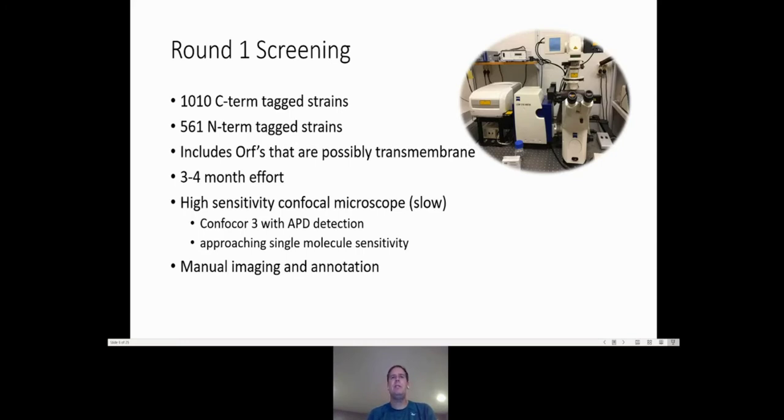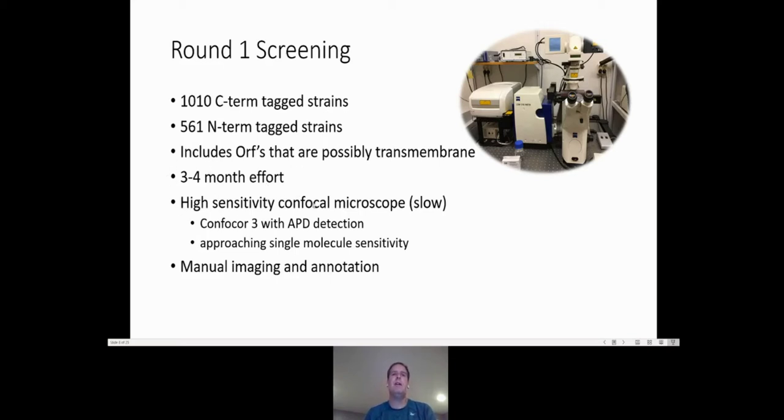And so we decided we wanted to screen for what proteins were accessible at the inner nuclear membrane. And we selected a little over 1,000 strains to look at, proteins to look at. We ended up counter screening 561 of those, tagged on the N-terminus. And this includes all open reading frames in yeast that are possibly transmembrane. So these are all open reading frames that have characteristic hydrophobic regions that look as though they might be transmembrane. And this was a pretty intense effort. This was a 3 to 4 month effort.